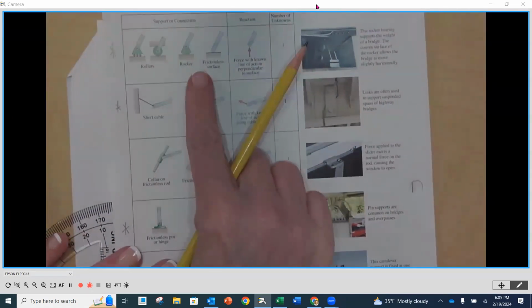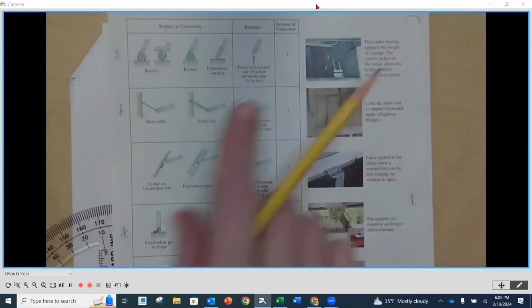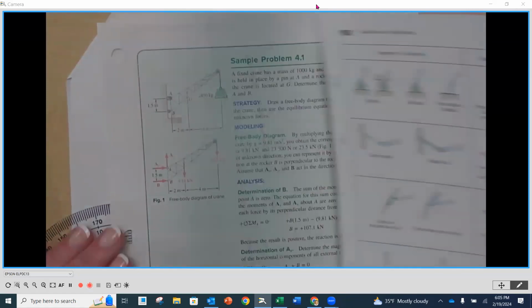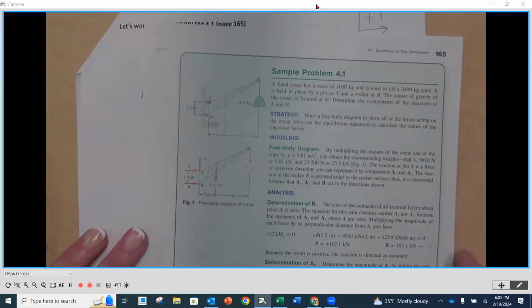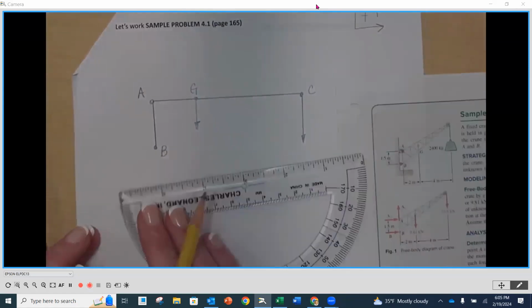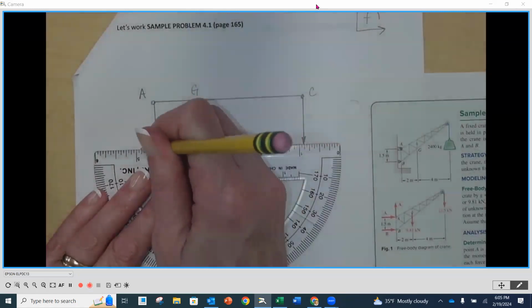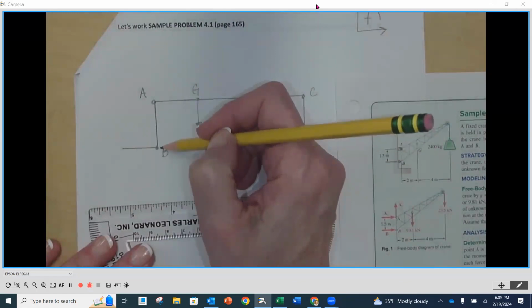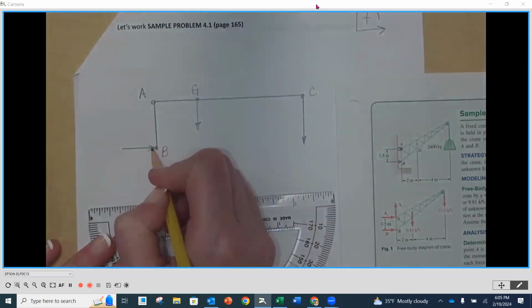Now, the roller or the rocker, as you see here, is going to be one force, and it's going to be perpendicular to the surface it's riding on. As we look here at B, since that surface it's riding on is vertical, and it's a rocker, we know that it's going to be a horizontal force because the surface is vertical. A rocker has to be in contact, so it has to be supporting in a way that it's going to point back at the body that it's supporting. So the body is here, its thickness. So we are going to show the arrow at B going to the right.